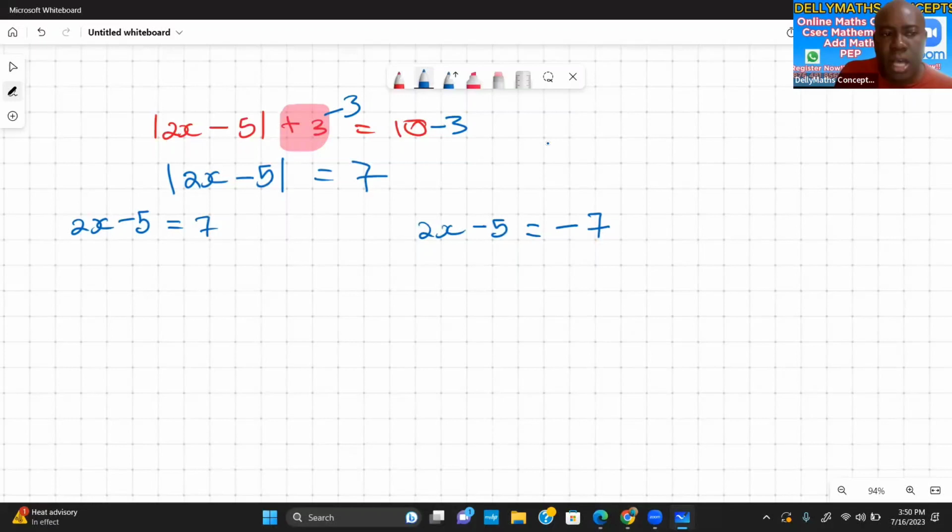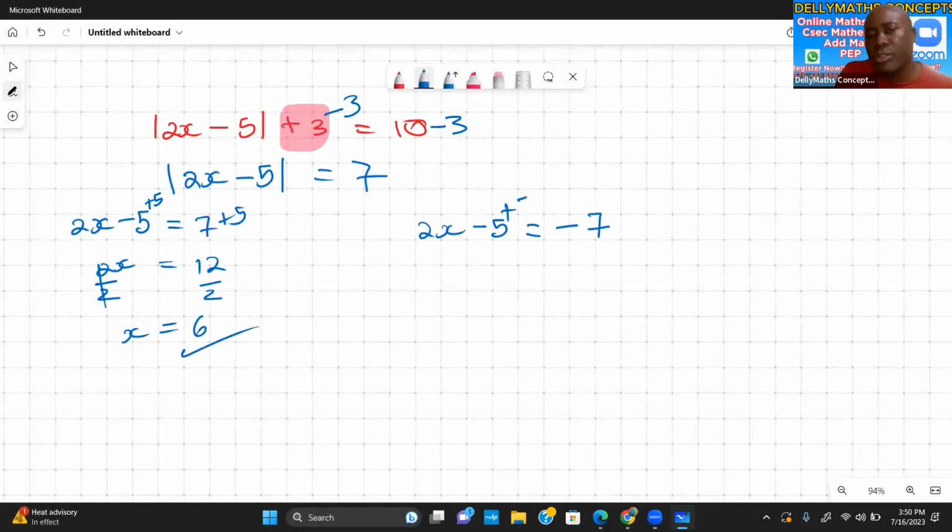So what we're going to do is to solve. In order to solve this, we want to add 5 to both sides. So we have 2x is now equal to 12. Then we divide by 2, then x is equal to 6. And this is one of my solutions.